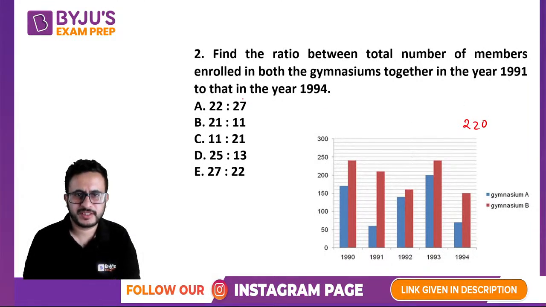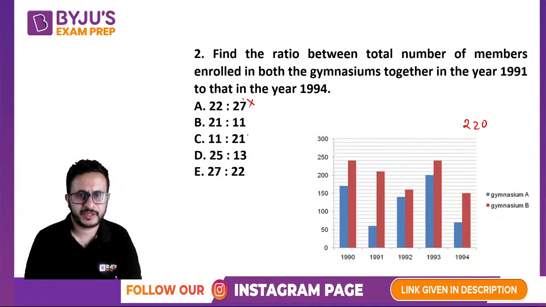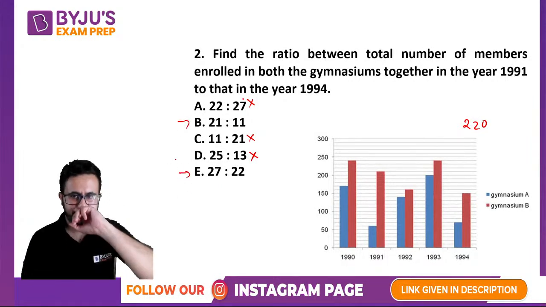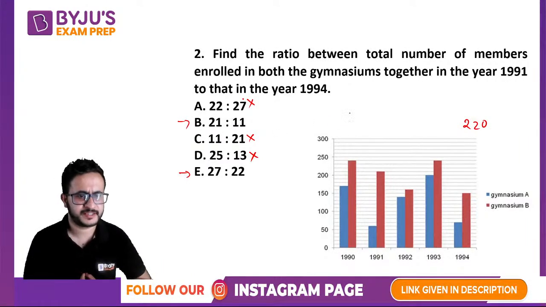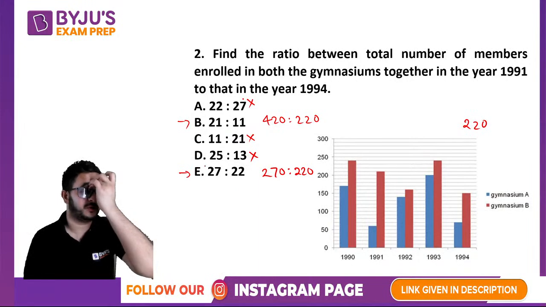Okay, so now this has to be a multiple of two. This has to be a factor of 220. Okay, you can eliminate three of the options, right? We are left with two options, B and E. Now see this. If it was B, the values should be 420 and 220, right? And if it is E, then it is 220 and 270.